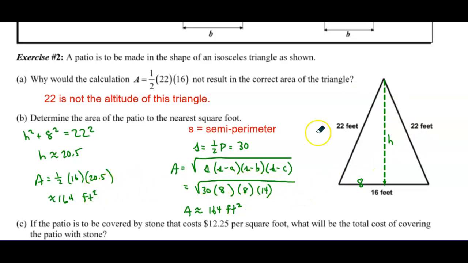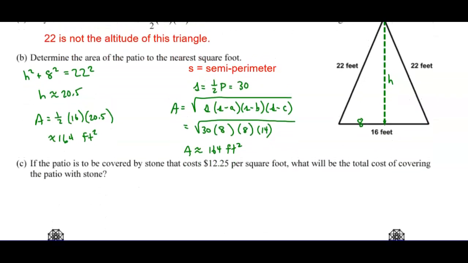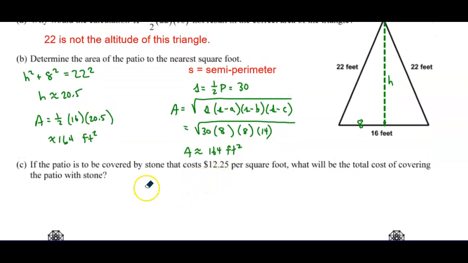So if you have a triangle with all sides given, this is an option for you. It doesn't have to be isosceles. It could be any triangle with all 3 sides given to you. This semi-perimeter formula might be helpful to you. Okay, so if the patio is covered by stone, that costs $12.25 per square foot. All we need to do is multiply.